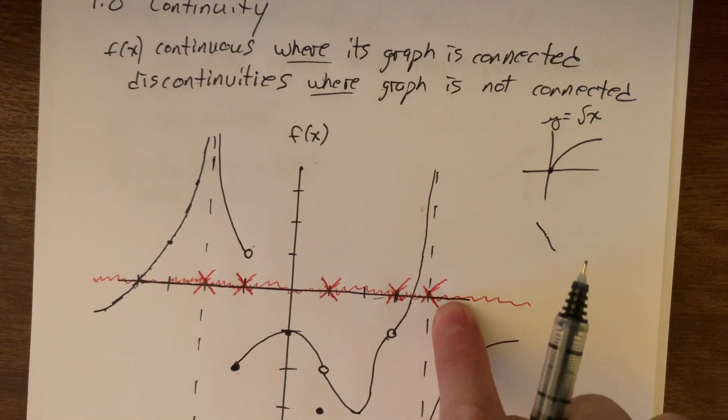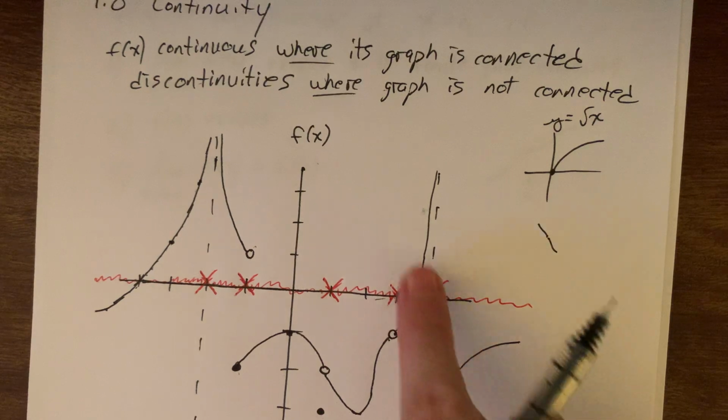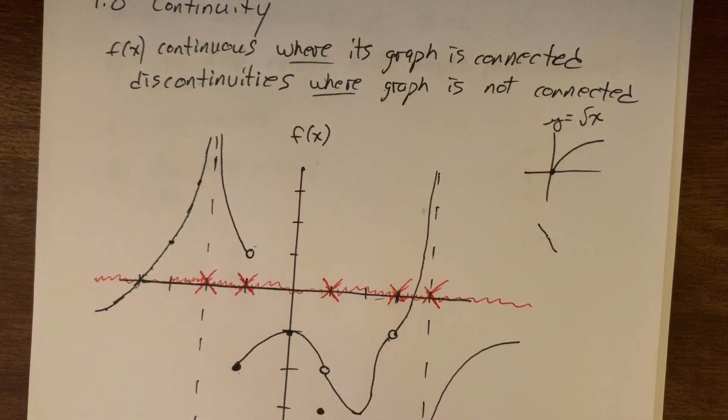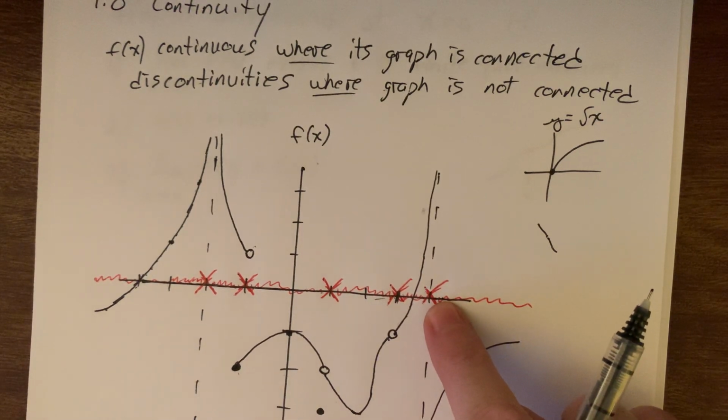And last, this discontinuity, we fail the limit. From the left, going to positive infinity. From the right, going to negative infinity. Therefore, no limit, and we fail step 1.